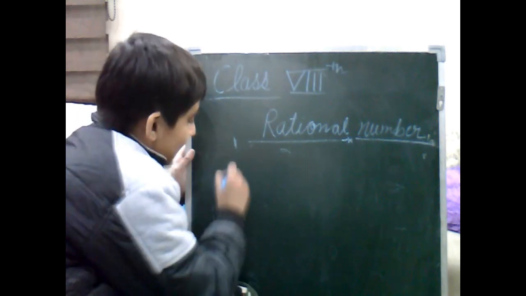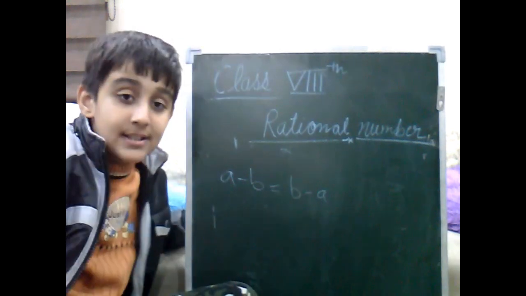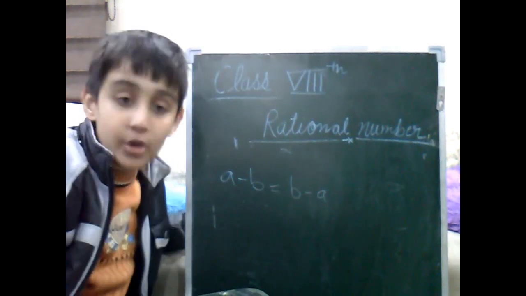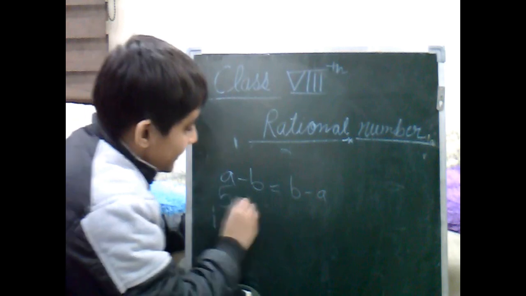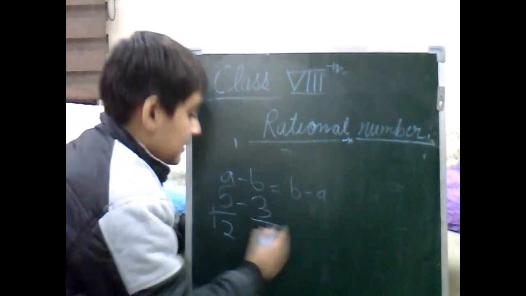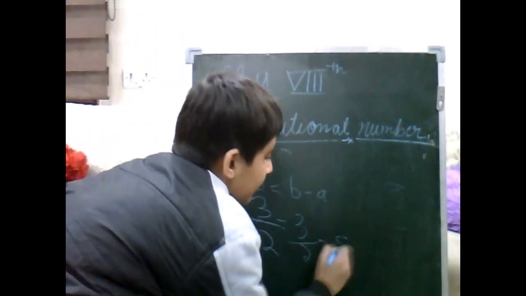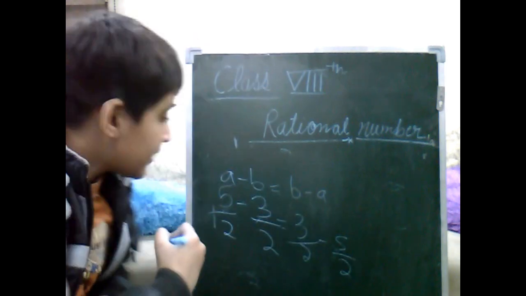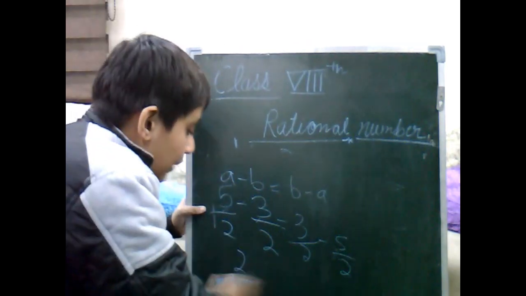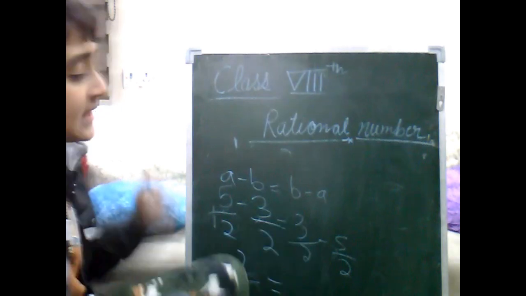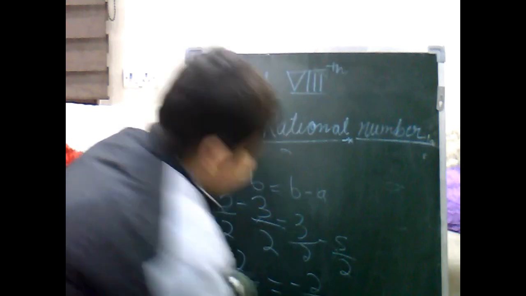A minus b should be equal to b minus a. I'm not sure that it is, so let's verify it. 5 upon 2 minus 3 upon 2 should be equal to 3 upon 2 minus 5 upon 2, right? So what is 5 minus 3? 2. So here comes 2 upon 2. And now what is 3 minus 5? Minus 2. Minus 2 upon 2.